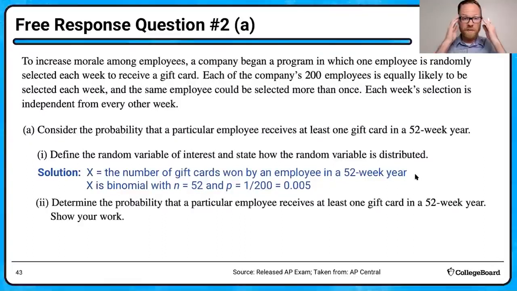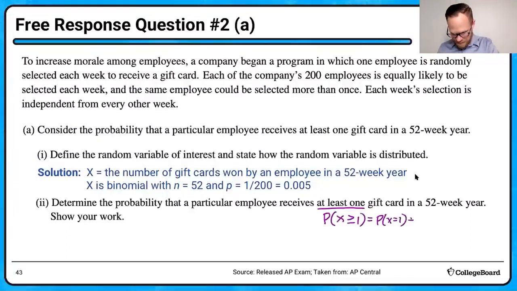Now the next part of part A, part II, says determine the probability that a particular employee receives at least one gift card in a 52-week year. Show your work. Okay, let's think about this idea of at least one gift card. So at least one gift card, if we were to write this as a probability and using our random variable X that we just defined, at least one is X is greater than or equal to 1. And if you think about that, greater than or equal to 1, well, that would include getting exactly one success and getting exactly 2 successes and 3 successes and so on.